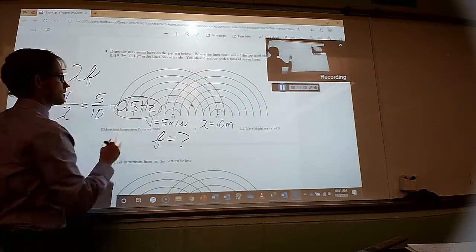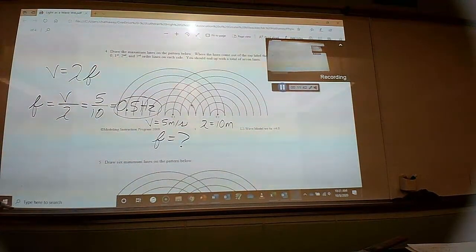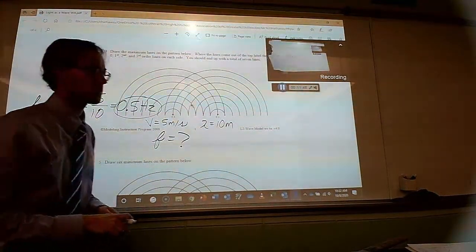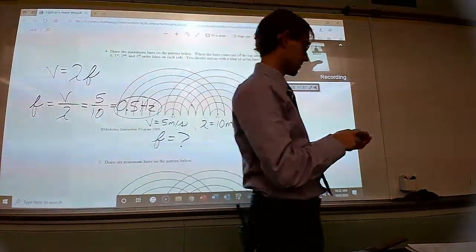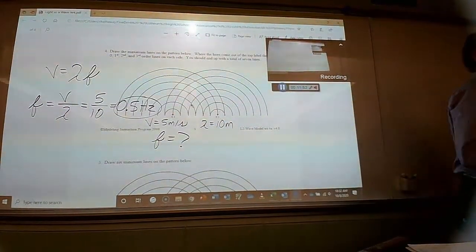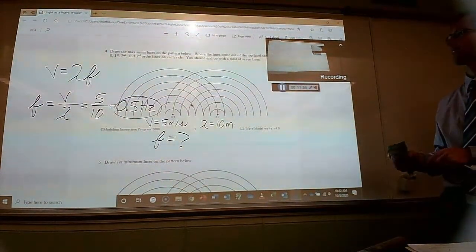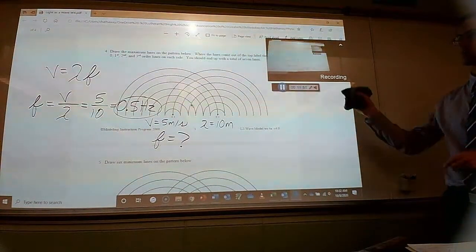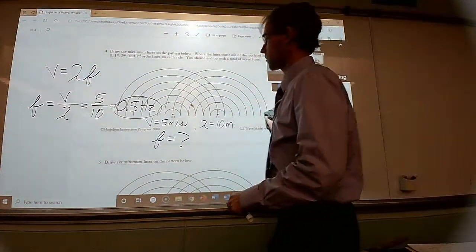Question. Yep. Can we keep it in fraction form or would you like decimals? I'd like it in decimal form. In the sciences, we try and stick with decimals. So yeah, this is the sort of thing to expect on page number 1.